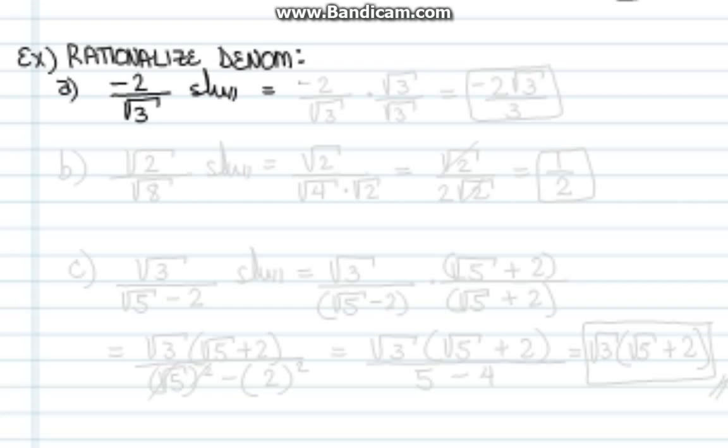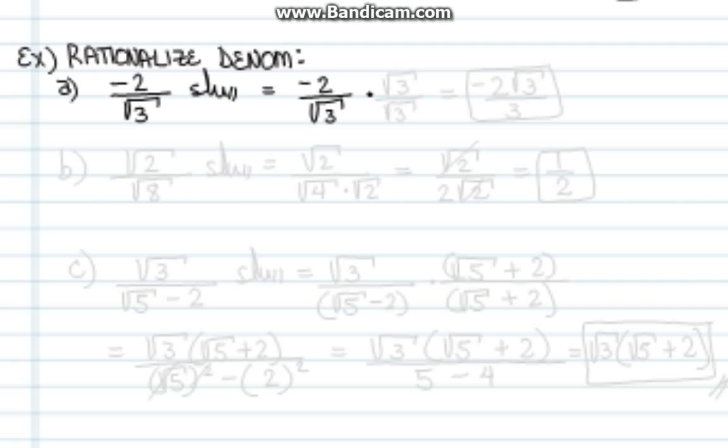For this problem, we're going to rationalize some denominators. In other words, we're going to get the radical out of some of these fractions, out of the bottom of these fractions. And for the first problem, we have negative 2 over the square root of 3. How do we get the radical out of the bottom?